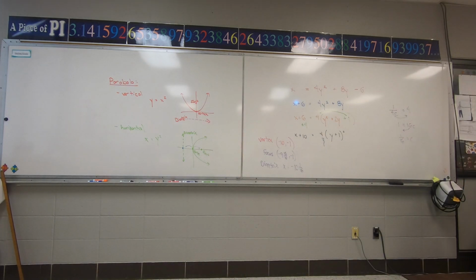So let's type this in. Turn off all those graphs I just did a little bit ago. What do we got? We have x equals 4y squared plus 8y minus 6. Then x equals, what's my directrix? -10 and 1/16. And my focus, -9 and 15/16, comma, -1. Is that what it is? All right, let's take a look at this thing.